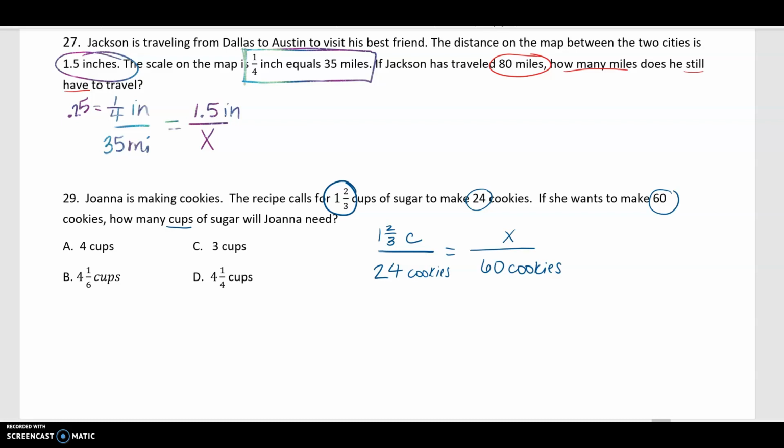Okay, remember if you have a mixed number, we're going to use Texas to change it to an improper fraction. So 3 times 1 is 3, plus 2 is 5 over 3 times 60 over 1. Okay, we multiply across, 5 times 60 and 3 times 1. And then you'll always divide by the number with your variable. So once you find this answer, you'll divide by 24.